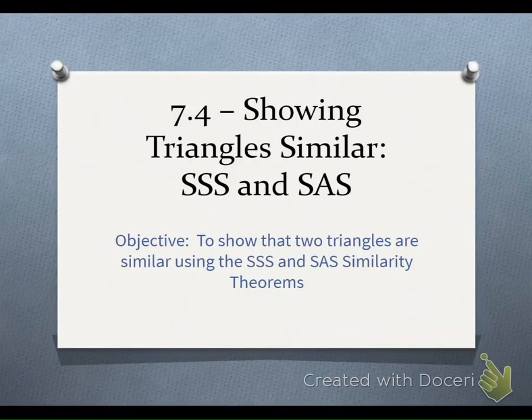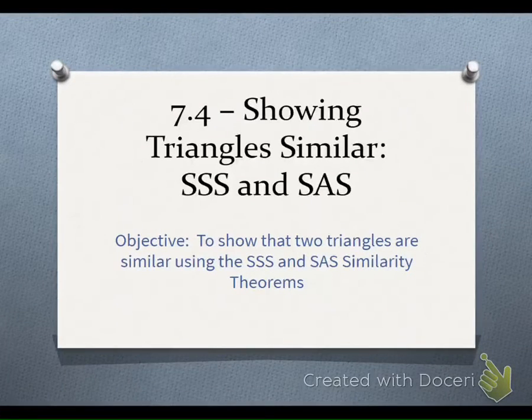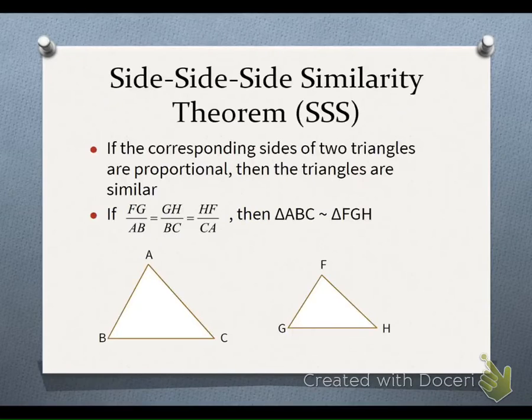Okay, so here we're doing 7.4. We're showing triangles are similar using side, side, side, and side, angle, side. Your objective today is to show that two triangles are similar using side, side, side, and side, angle, side similarity theorems. Okay, so here you guys don't have to write anything. This is the side, side, side similarity theorem.